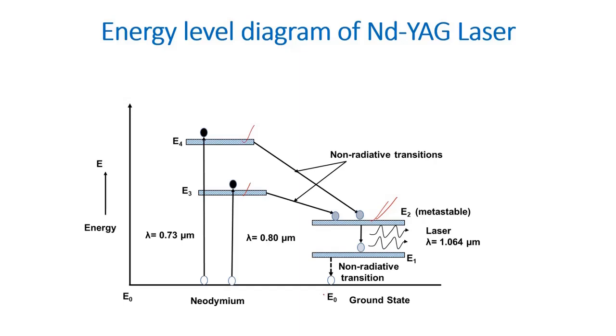This emitted photon triggers a chain of stimulated photons of the same energy. The photons thus generated travel back and forth between the two mirrors and grow in strength. Within a short period of time, the number of photons multiplies. Upon attaining sufficient strength, the intense laser light of wavelength 1064 nanometer, which is in the infrared region, is emitted through the partial reflector. The subsequent transition of Nd ions from the energy level E1 to the ground level E0 is rapid and non-radiative.